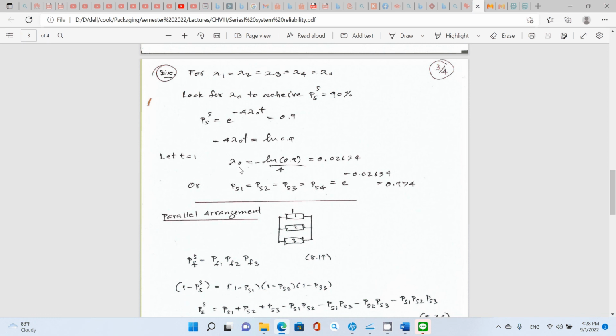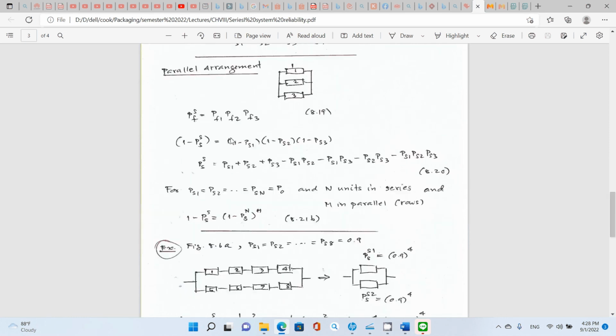You have lambda 0 equal to negative Ln of 0.9 over 4, or lambda 0 equal to 0.02634. For your survival probability of each component, it's going to be exponential negative of 0.02634 for lambda 0 failure rate. That gives you 0.974.